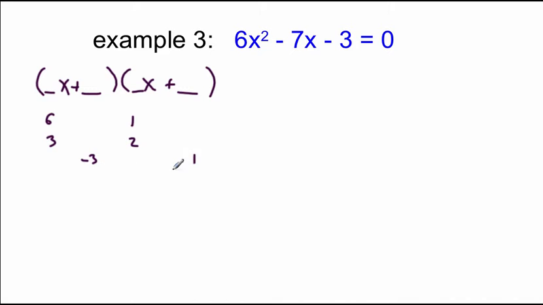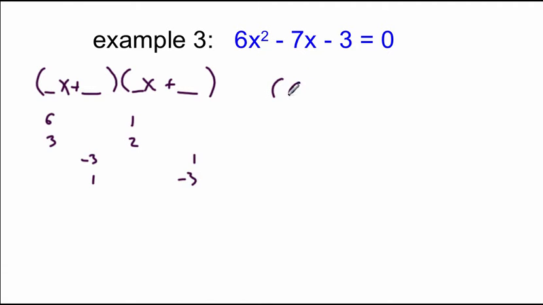Of course, I could have had it the other way around, so it could be negative 3 and 1. And I could have had, well, that's pretty much about it. So now I need to think of combinations of these multiplications which will turn into additions that will give us negative 7. So we could test it out a little bit.